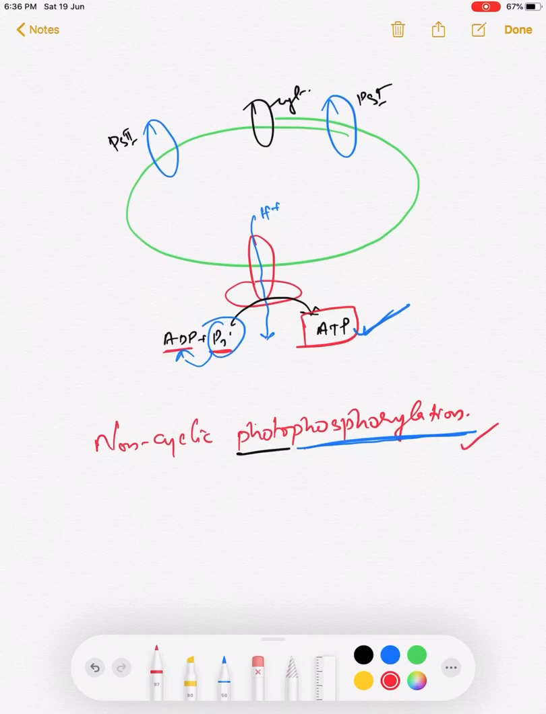This formation of ATP requires a proton gradient. What is a proton gradient? The concentration of H+ ions should be higher in the thylakoid lumen. To increase the concentration of H+ ions within the thylakoid lumen, there is a very important process, that is nothing but photolysis of water. We have already explained H2O will be split into 2H+ and half O2. That can contribute to the proton gradient, or increase the H+ ion concentration.